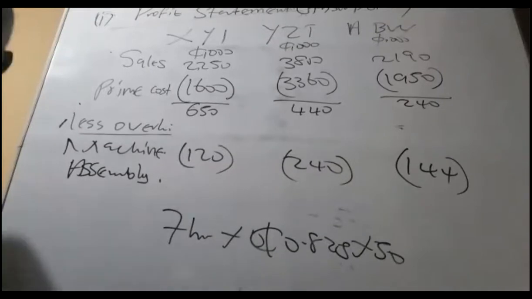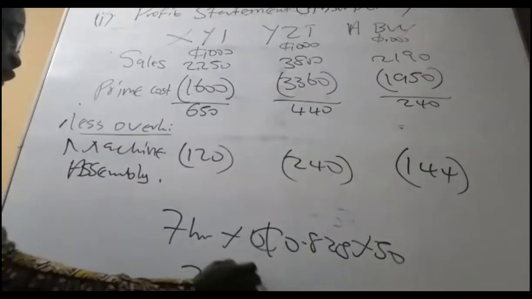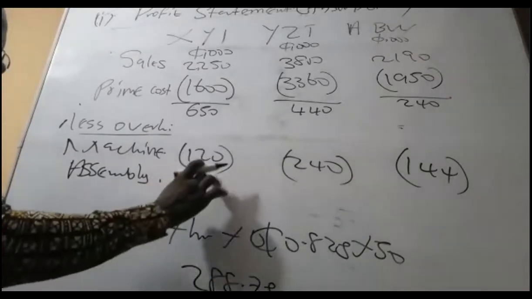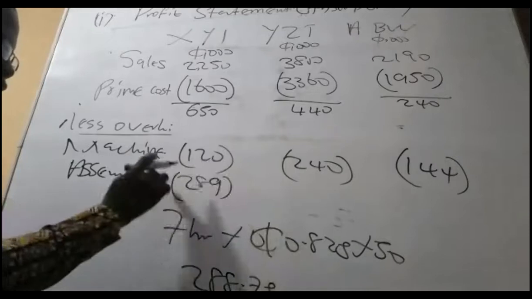So we get 288.75. So let's make it 288, or 289, the nearest whole number.